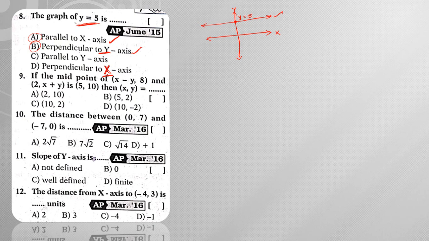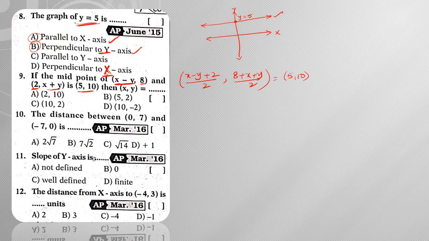Next, if the midpoint of x minus y comma 8 and 2 comma x plus y is 5 comma 10. We have already used the midpoint formula. So what is the midpoint formula? x1 plus x2 by 2 comma y1 plus y2 by 2. If we substitute the values, I can write this as x minus y plus 2 by 2 comma 8 plus x plus y by 2. Now this whole thing is x1, this is x2. Next, this is y1 and this is y2. Now which is equal to 5 comma 10.